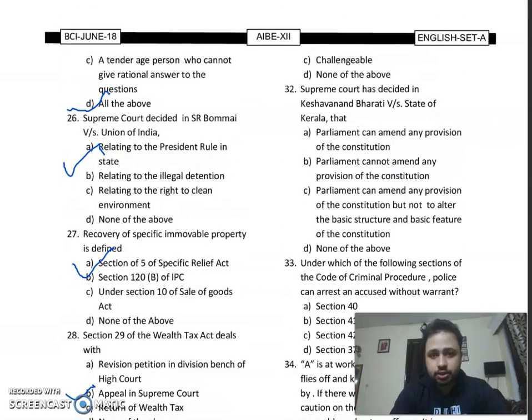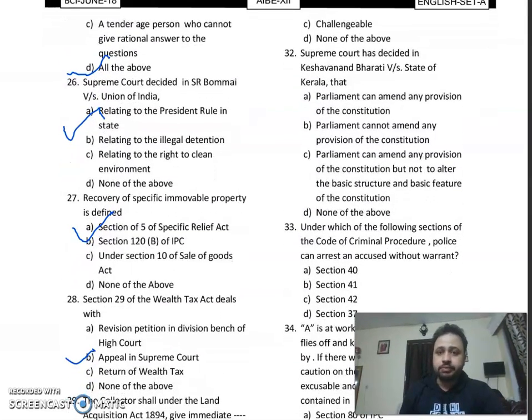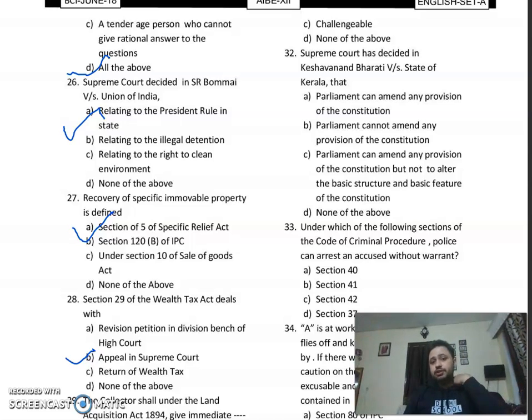Now MCQ number 32. Supreme Court has decided in Kesavananda Bharati versus State of Kerala that option A, Parliament can amend any provision of the Constitution. Option B, Parliament cannot amend any provision of the Constitution. Option C, Parliament can amend any provision of the Constitution but not alter the basic structure and basic feature of the Constitution. And option D, none of the above. So the right answer over here is option C. This is a very famous case, Kesavananda Bharati case, and it is also known for the basic structure doctrine. So the basic structure doctrine was also given in this case.